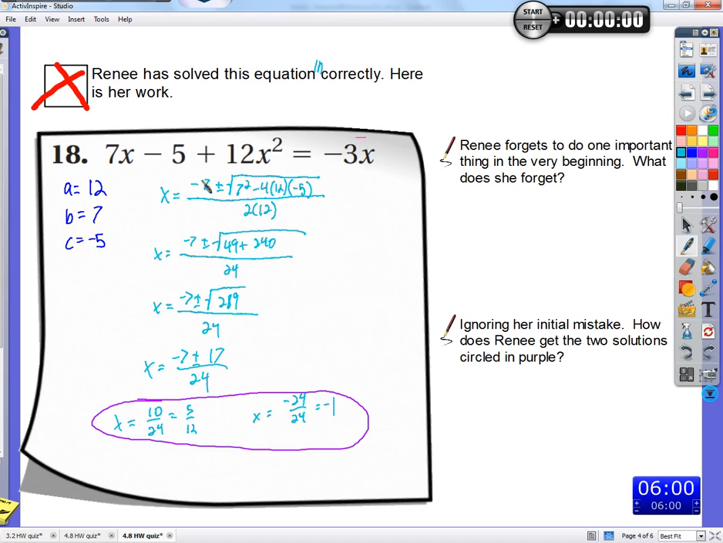Add 3 to the other side. Add 3? Yes. 3x, different from 3, right? Okay, so add 3x to both sides. Why would she do that? Make it equal to 0. Get 0 on one side. Okay. For this problem, we would add 3x to both sides.